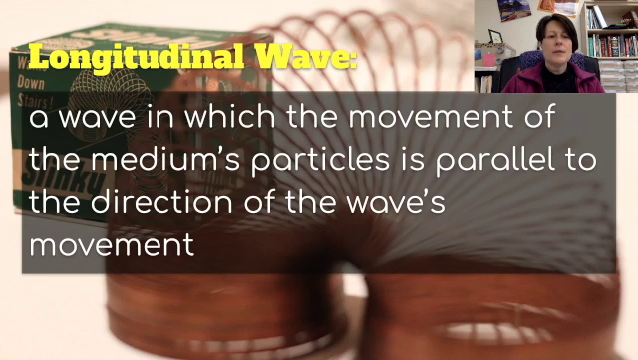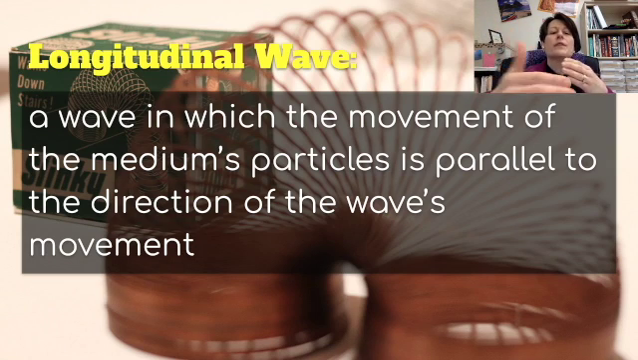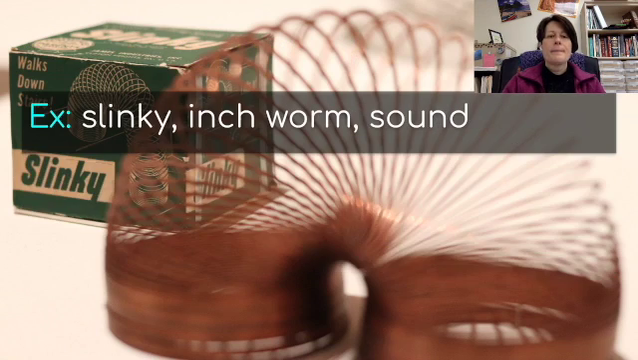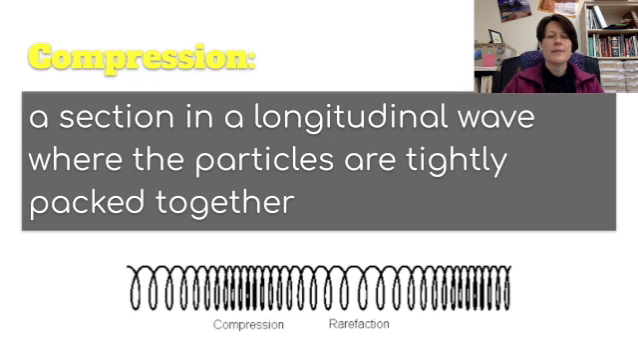Now, longitudinal waves, this one you're probably not quite as familiar with. This is a wave in which the movement of the medium's particles is parallel to the direction of the wave's movement. I have a picture of a slinky in the background because what we can do is we can compress the coils on a slinky and then let go, and we see that there's a wave that goes back and forth in that slinky. So some examples are slinky, kind of the way that an inchworm moves, and sound. Sound is a longitudinal wave.